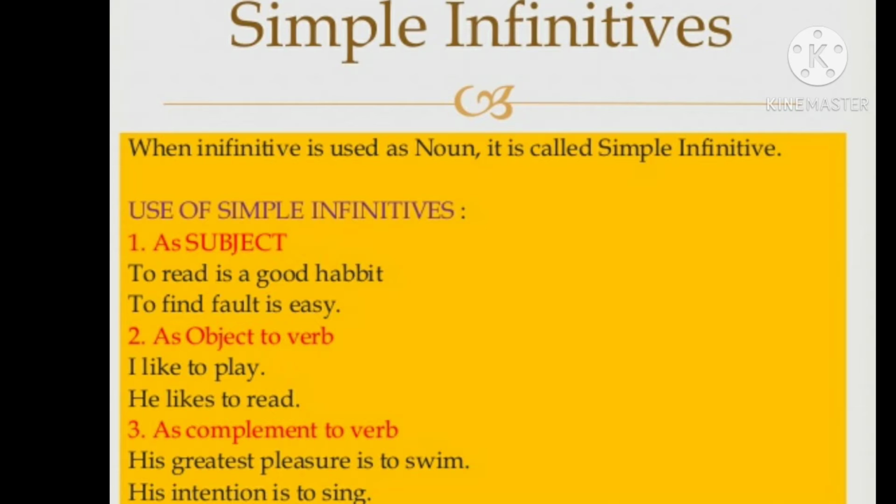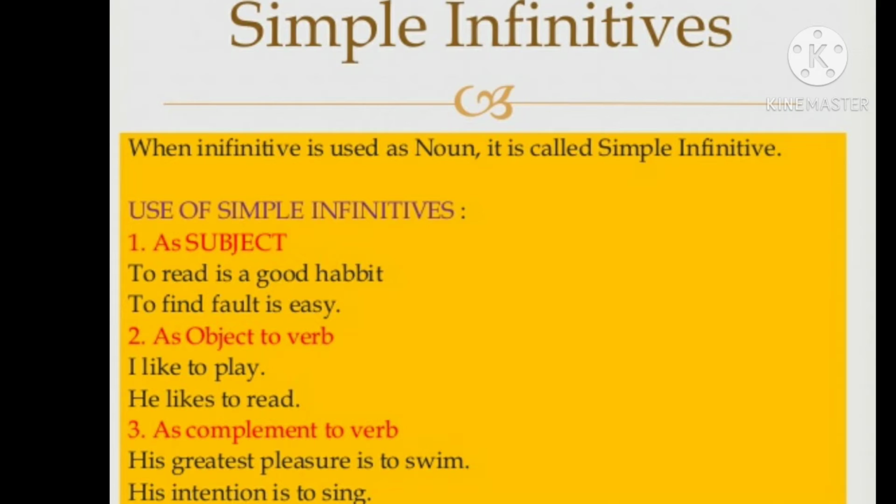What are the uses of simple infinitives? It is used as a subject, as an object, or as a complement to a verb. As a subject, see the examples: To read is a good habit. To find fault is easy. These are the two examples where it is used as a subject. When we use the simple infinitive as an object to a verb: I like to play. He likes to read. When we use it as a complement to a verb: His greatest pleasure is to swim. His intention is to sing. So as a subject, object and complement we came to know.